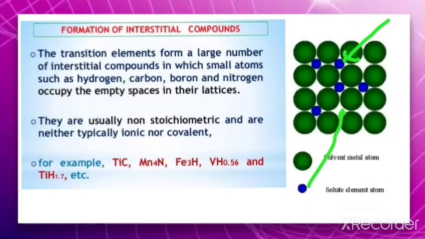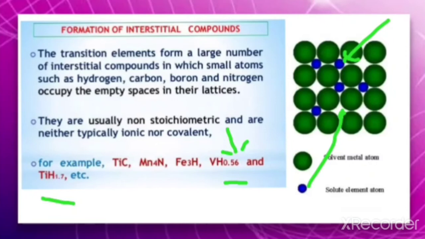Such types of compounds are called what? Interstitial compounds. For example, VH 0.56 and TiH 1.7. In the case of VH 0.56, that is in the crystal of vanadium, a small amount of hydrogen is trapped in the interstitial site. That results in this formation, because their ratio is not fixed here. That's why they are non-stoichiometric compounds.